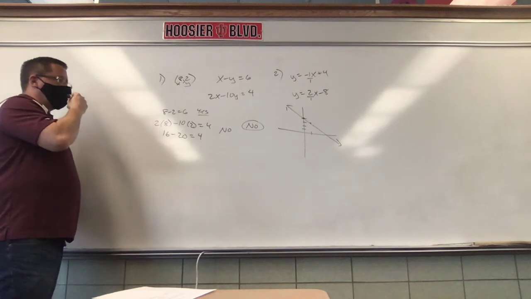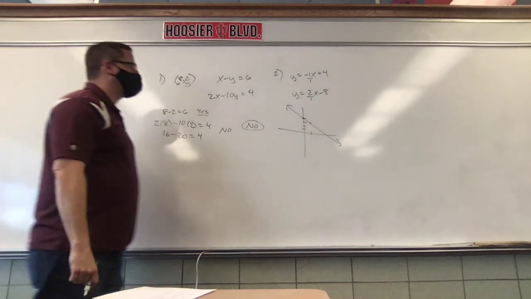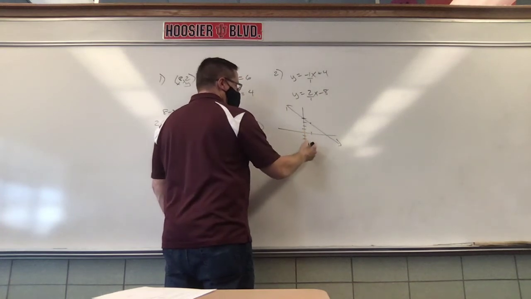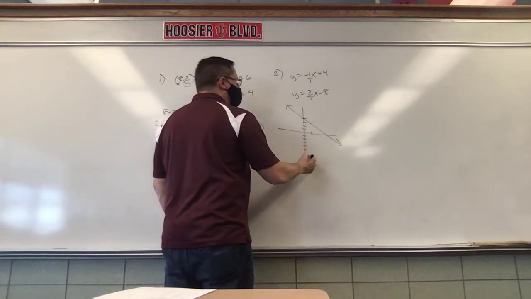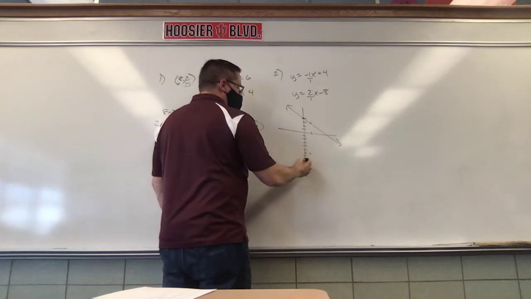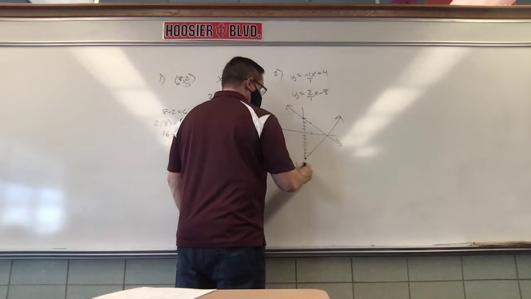The second one, how are we going to graph the second one? We're going to go negative 8, so go down 8. Slope is 2 over 1, so we rise 2 and run 1. Don't make this harder than it is.